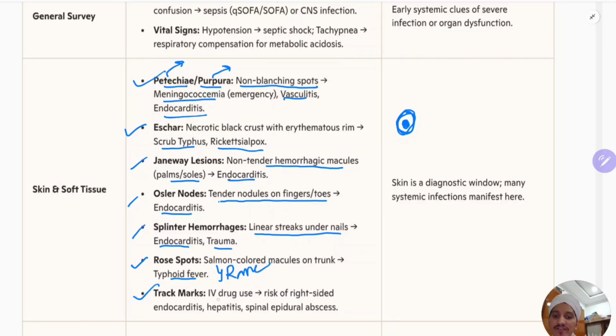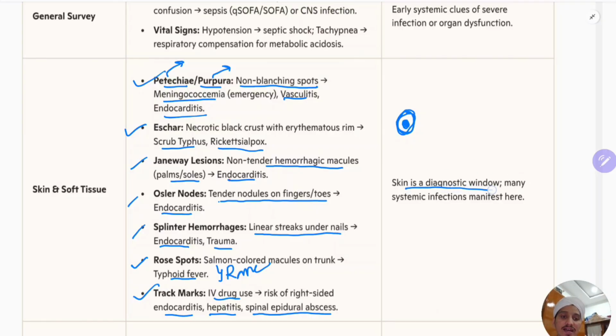Track marks indicate IV drug abuse. Risk of right-sided endocarditis in these patients. Risk of hepatitis in these patients. Risk of spinal epidural abscess in these patients. So if you are dealing with any IV drug abuse patient, you should think of these diagnoses. You should have hepatitis, right-sided endocarditis, and epidural abscess in your mind.